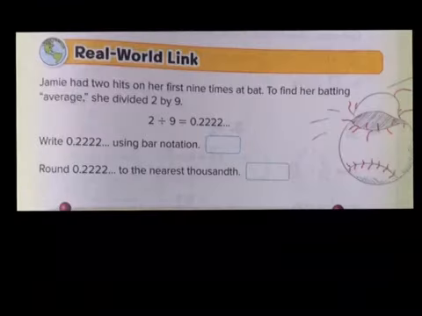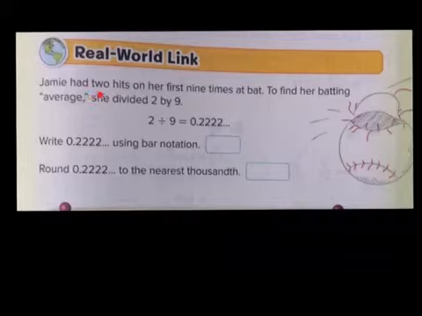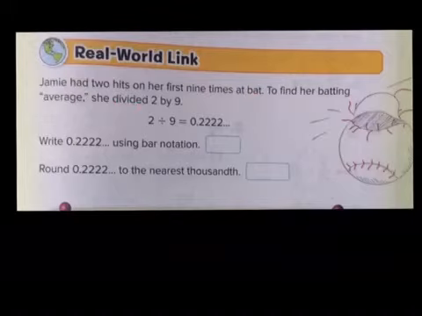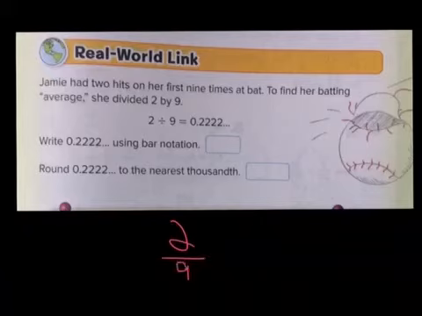Okay, let's take a look at a real world link. Jamie had 2 hits on her first 9 times at bat. To find her batting average, she divided 2 by 9. Yeah, she got 2 out of 9, right? 2 out of 9, so you divide the numerator by the denominator.